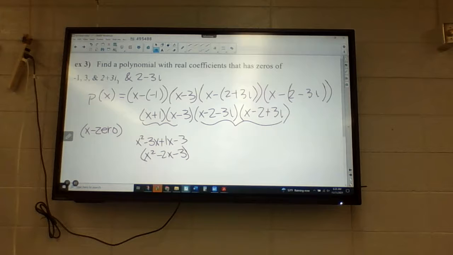Whereas multiplicity of 1 just goes through the graph. It's a simple zero. So if the solution repeats, we say it bounces, or it will change direction at that point.